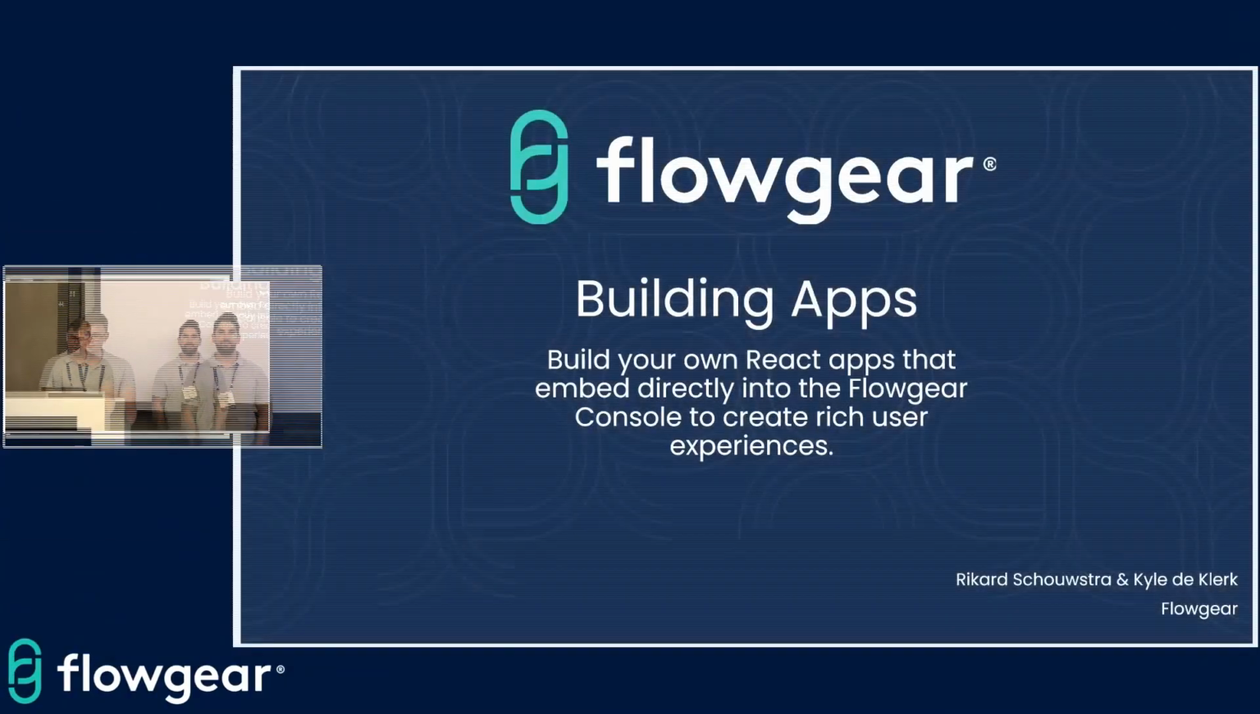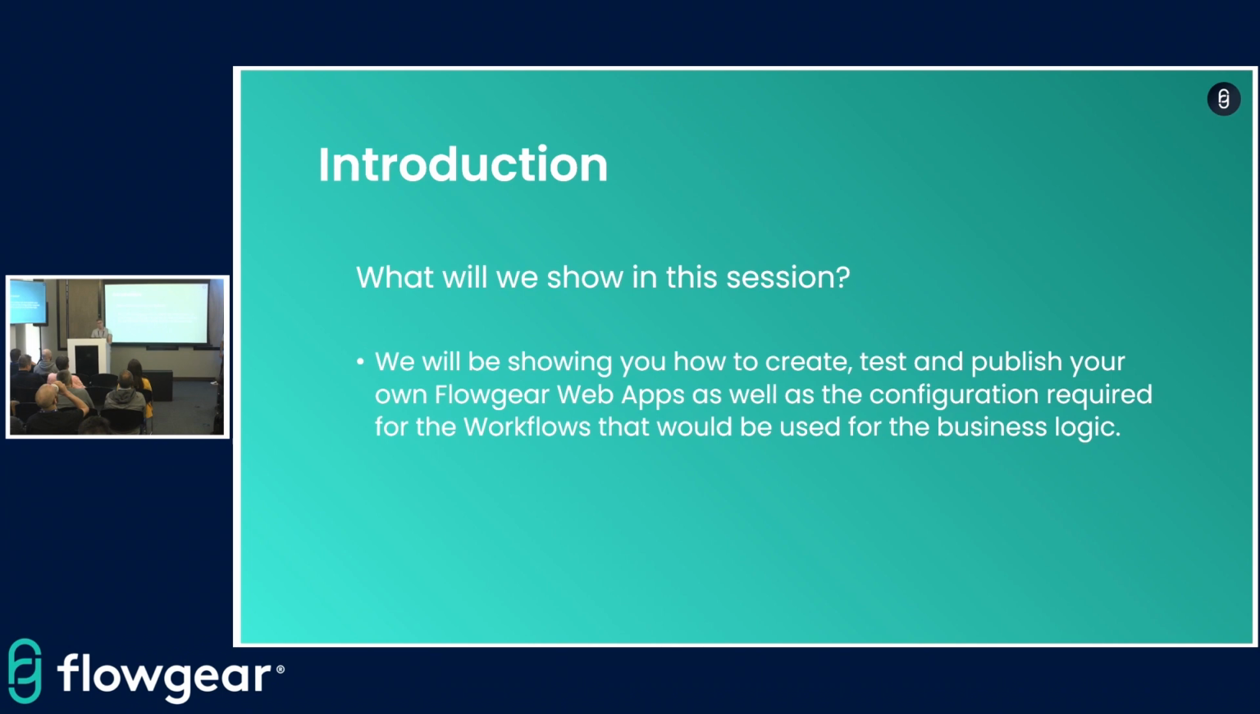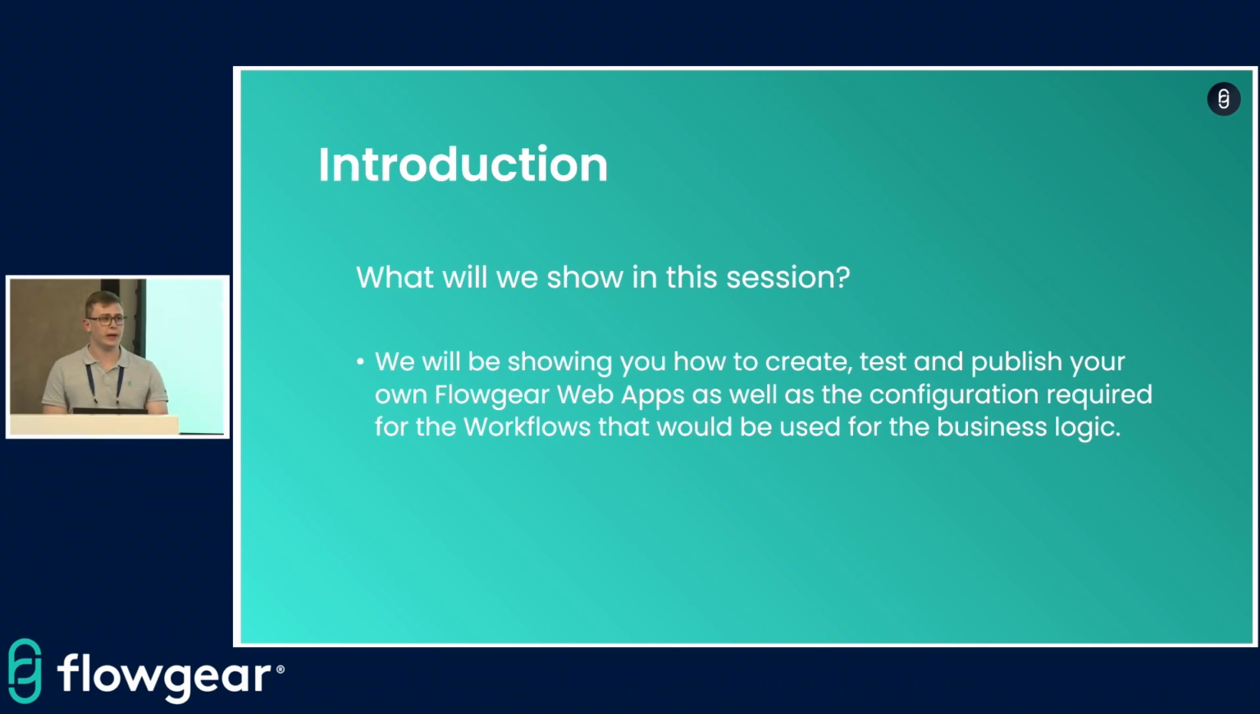Joining me today is Klerk, and we'll be showing you how to build your own web apps in Flowgear. So what is a Flowgear web app? A Flowgear web app is a web application that's developed in JavaScript and React, and it's embedded directly into our Flowgear console to create rich user experiences. So we'll be showing in this session how to create, test, and publish your own Flowgear web apps, as well as the configuration required both on the workflow side and the site side of things.